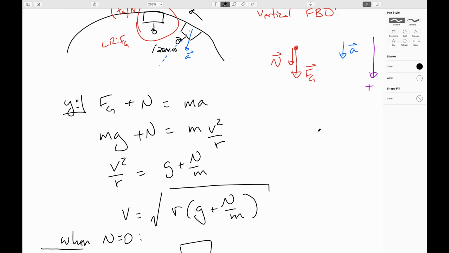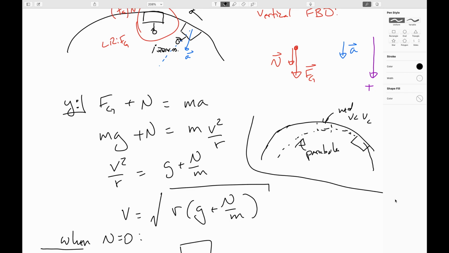If you tried, let's say you're coming in lower than the critical speed, so v is less than v critical, what the actual path is going to be is it'll follow the circle here, and then it's going to fall off in a parabola until it hopefully reconnects with the loop-de-loop. Okay.